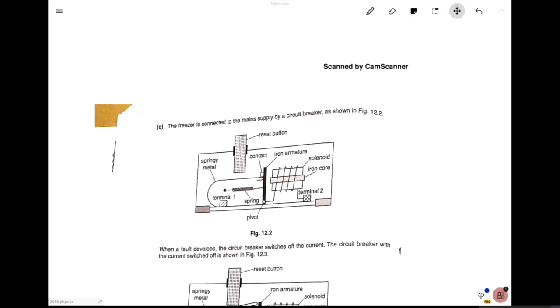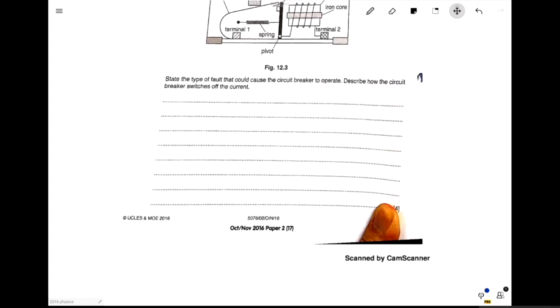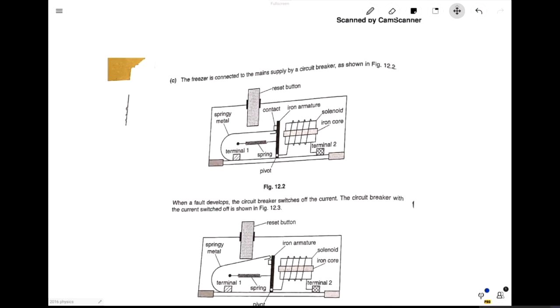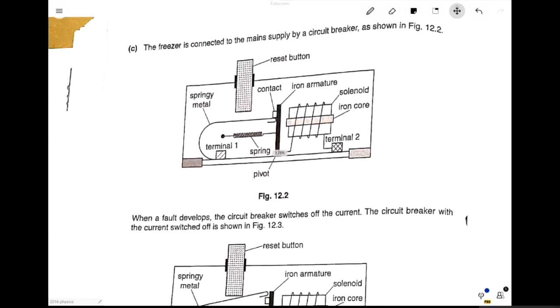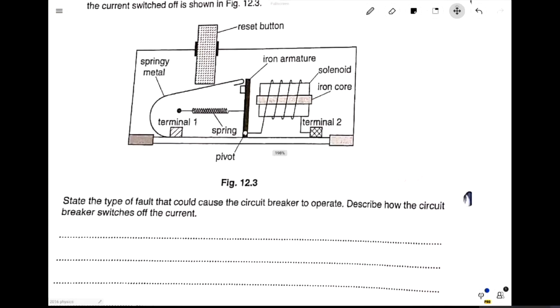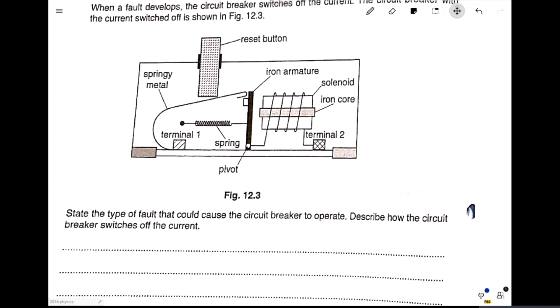Okay, last question, 4 marks. The freezer is connected to the mains. State the type of fault that could cause the circuit breaker to operate. Describe how the circuit breaker switches off the current. How does the circuit breaker switch off the current? The circuit breaker will break.